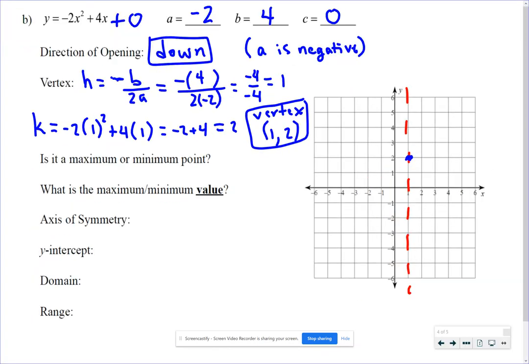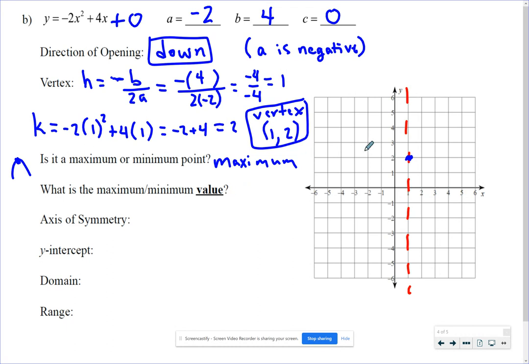It splits the parabola into two identical halves. Is that vertex a maximum point or a minimum point? The parabola is opening downwards, so that vertex is going to be a maximum, a high point. Visualize it. It'll help. Parabola opens down, vertex is a maximum.